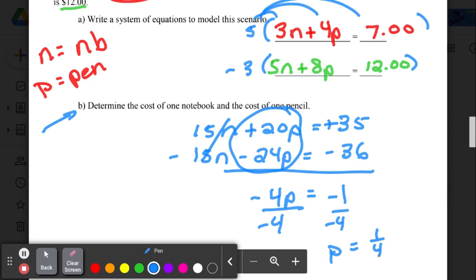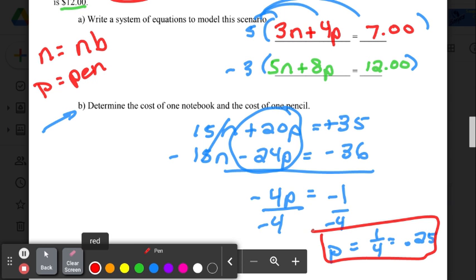That's weird. You don't say a pencil cost me 1/4. You convert that to a decimal, and it's 0.25. So our pencil is 25 cents.